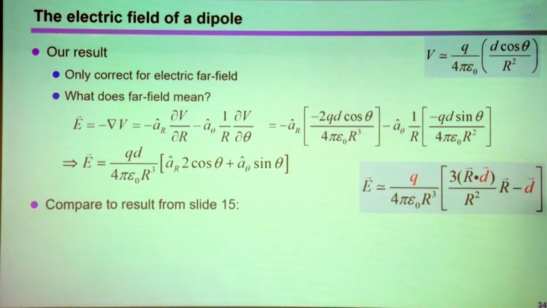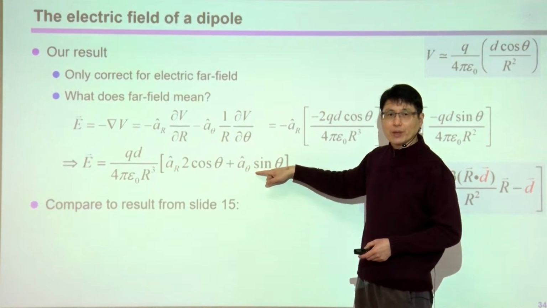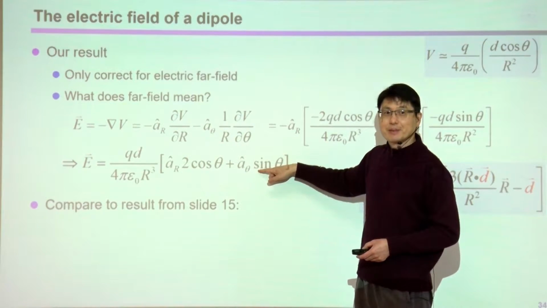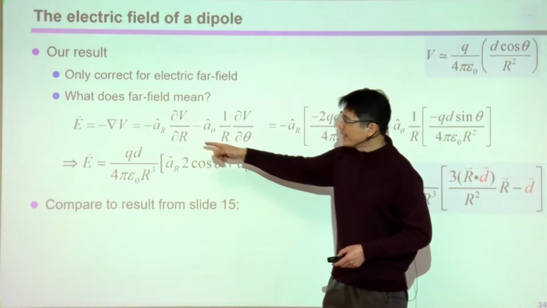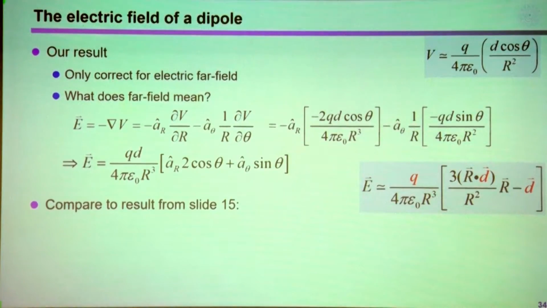But somehow, the result we got from Coulomb's law is having r dot d times r vector minus d vector. And we compare to the result we have now, derived from the potential first, and then making the negative gradient. They don't really look similar. So let's take one step further. Let's try to analyze it.